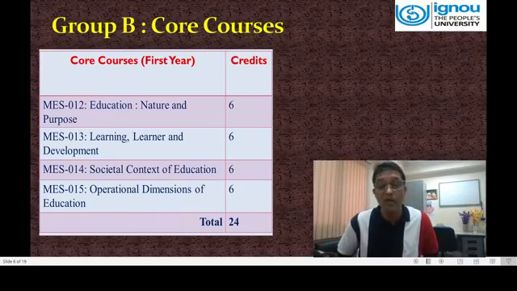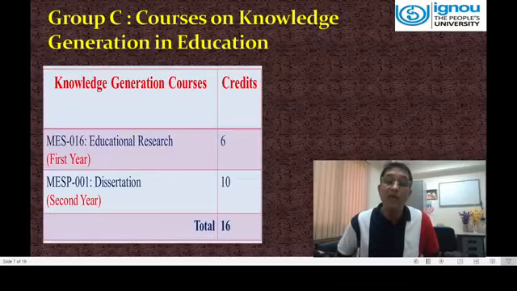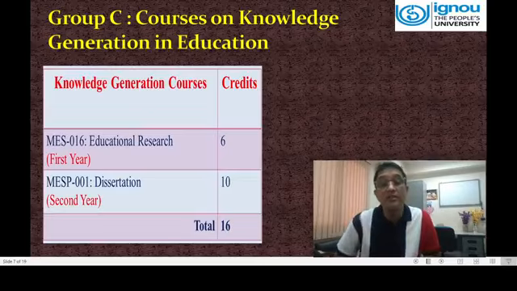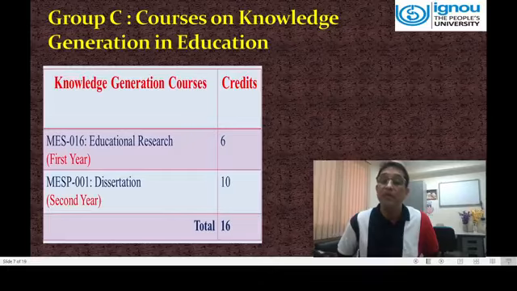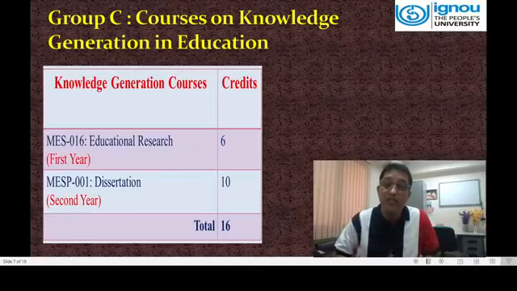After Group B, next in Group C, you will find 2 courses, and Group C courses are under the courses on knowledge generation in education. That is, what type of knowledge creation and knowledge generation you, as a learner of education, are supposed to understand and do, keeping in view the requirement of knowledge and skills so far as the education discipline is concerned.